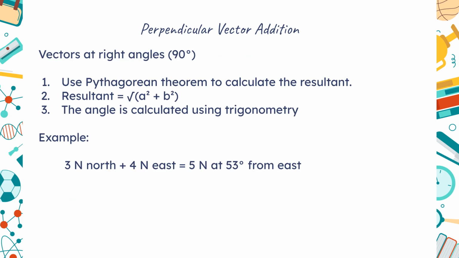When adding perpendicular vectors, which are at right angles, use the Pythagorean theorem to calculate the resultant. The resultant equals the square root of a squared plus b squared. Trigonometry is used to calculate the angle.